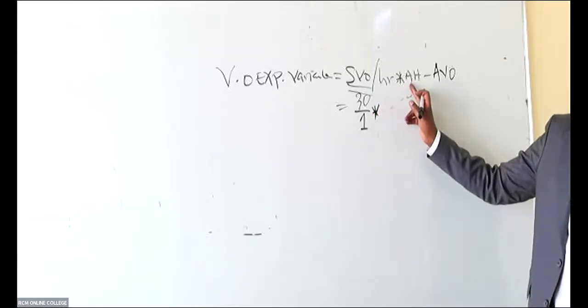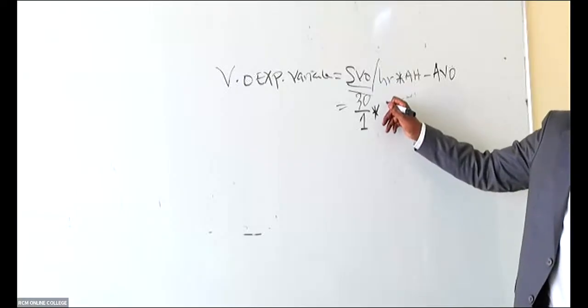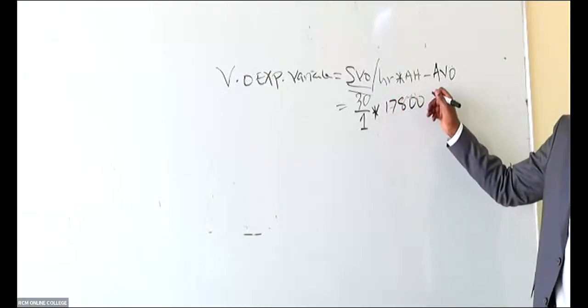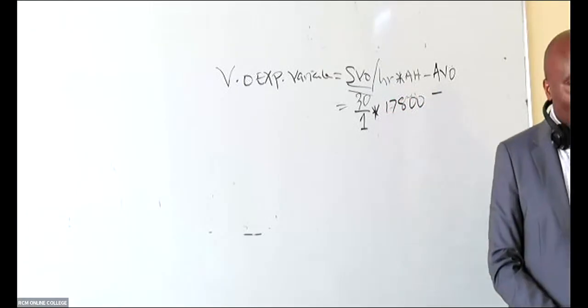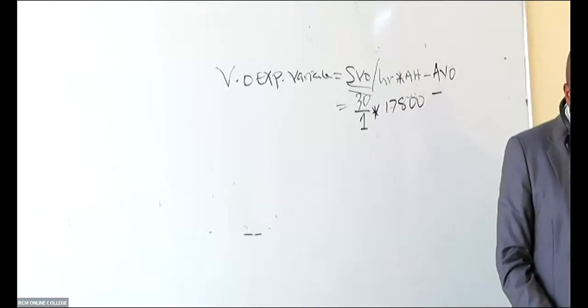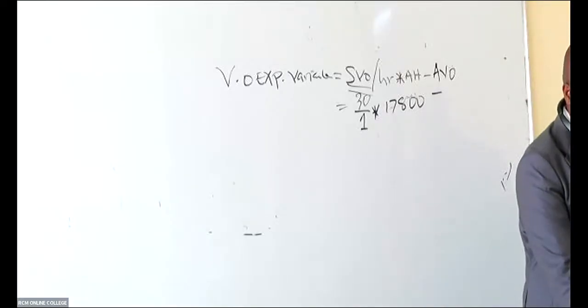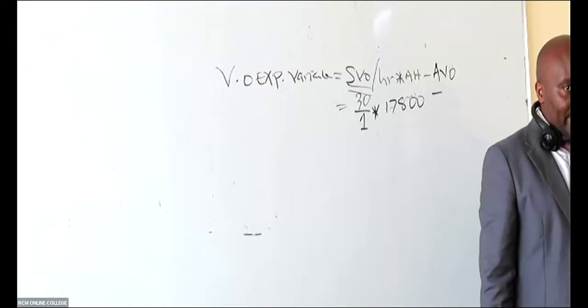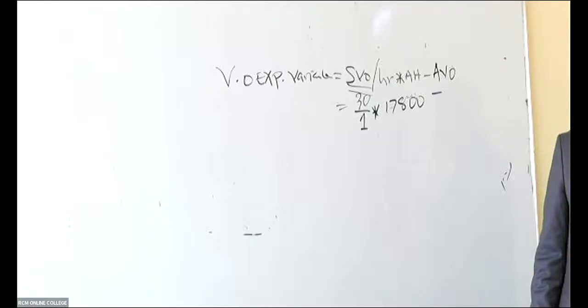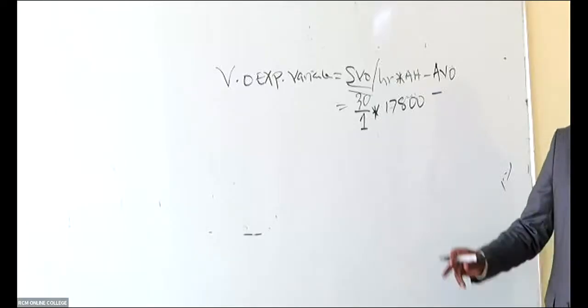Times the actual labor hours. Actual labor hours are how many? 17,800, isn't it? Minus avocado. Avocado is the actual variable overheads. Go to the actual results. Actual results, 588,000, right?